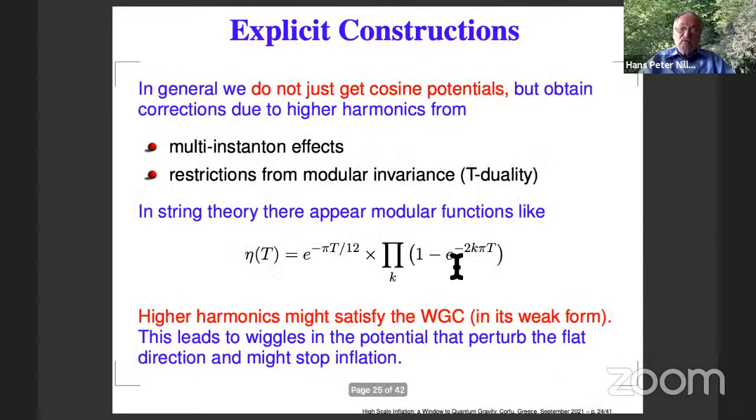In fact, when we do explicit calculations, of course, we do not just get the cosine potentials, but we obtain corrections to higher harmonics, which in field theory are multi-instanton effects, and which in string theory come from the restrictions of modular invariance, because your potential is not a pure cosine, but is composed of certain modular functions. And so these higher harmonics might satisfy the weak gravity conjecture in its weak form. But on the other hand, they also lead to wiggles in the potential. And the wiggles in the potential might perturb the flat direction.